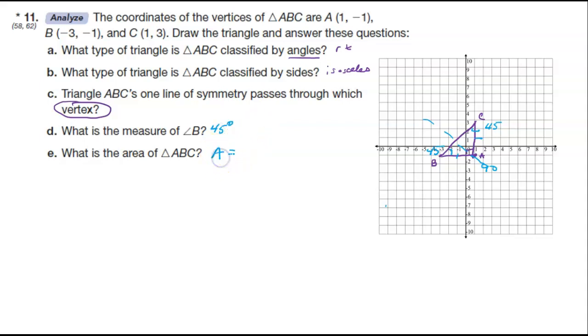And then area of a triangle is 1/2 base times height, or base times height over 2. We know that we just counted it out. This is 4 and this is 4, and it makes a 90-degree angle. 4 times 4 over 2 gives you your answer.